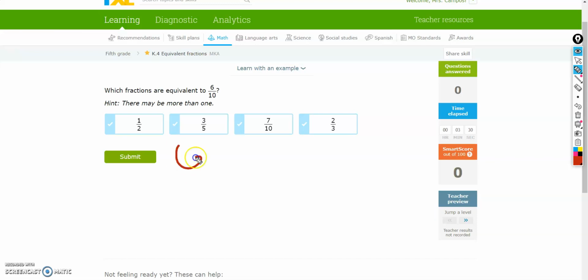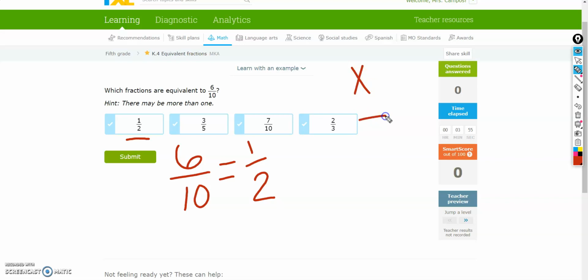So I'm going to start with my initial fraction that it gives me, which is 6/10. Okay, now I'm going to look at 1/2. I'm going to write equals 1/2. To be equivalent or equal, you have to be able to do the same thing to the top as you do to the bottom. We are looking at multiplication and division only.